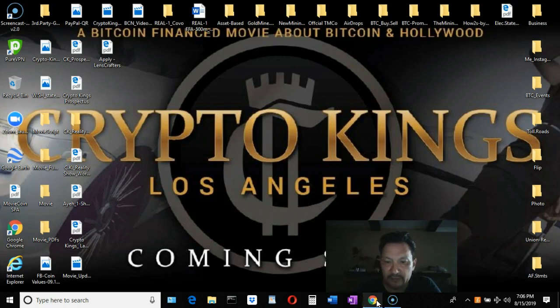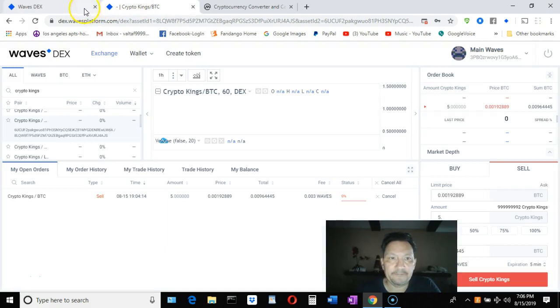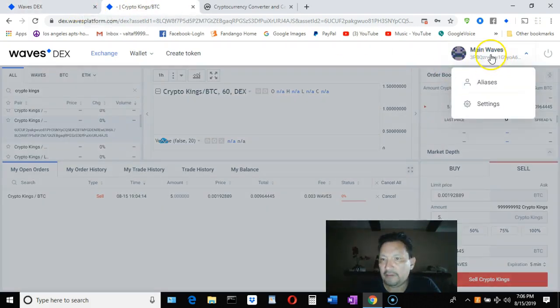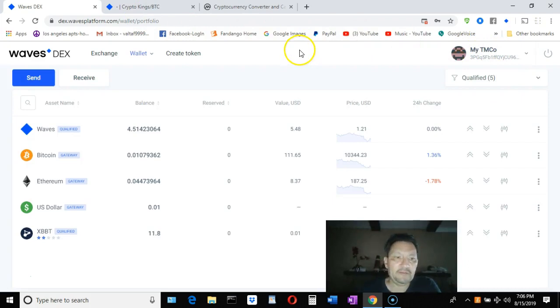I'm going to go into my Google Explorer, and I have two wallets opened. I have the main corporate wallet here, and then I have my own personal wallet here. And in this wallet, I have approximately $111 worth of Bitcoin. It looks like it took a little dip. I had $125 in earlier total value. The price of Bitcoin is at 10,344 currently at this time.